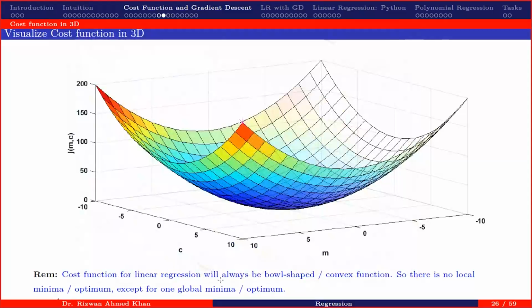So the cost function for linear regression will always be a bowl shape or convex function. So there is no local minima except for one global. Here you can see there is only one global minima. There are not many valleys and ridges in this function, and this is the property we want to exploit in machine learning.